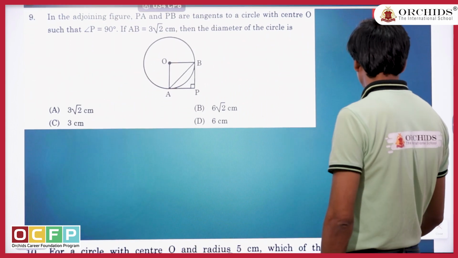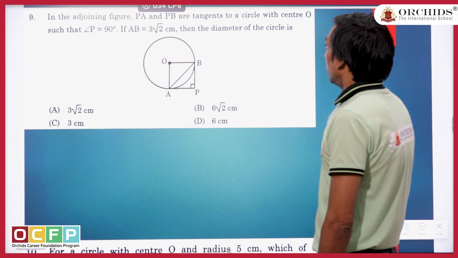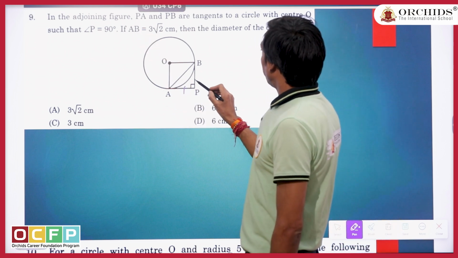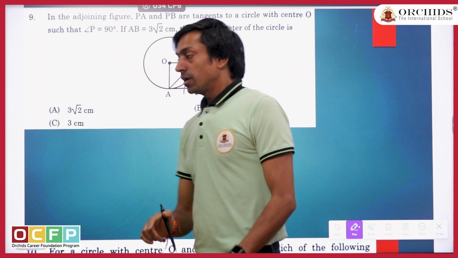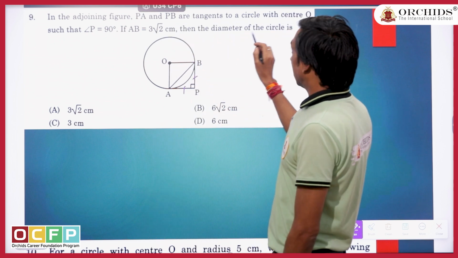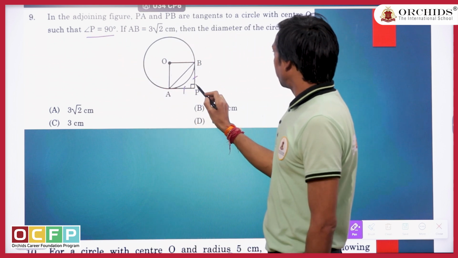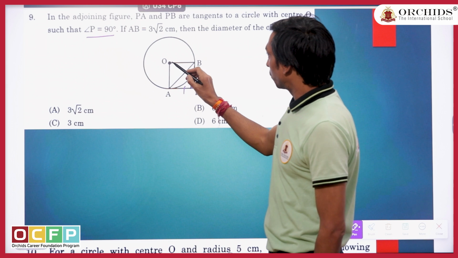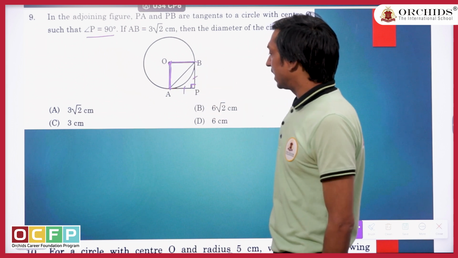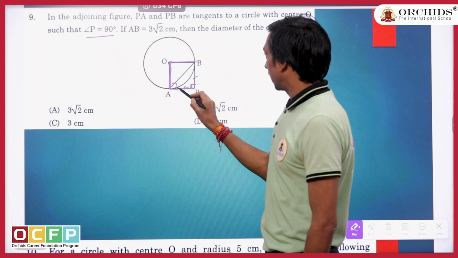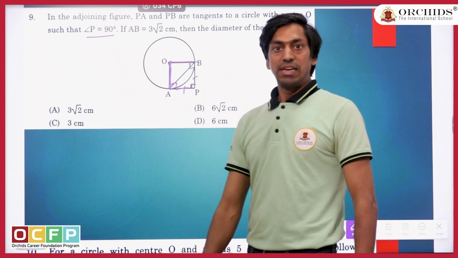Now in this question, in the adjoining figure, PA and PB are given as tangents, and we know that the lengths of tangents from a point outside are equal. Also, angle P is given as 90 degree. Also we know that if we join point O with A, then OA and OB are the radius, and radius is perpendicular to tangent, that means this angle is 90 degree, and this angle is also 90 degree.